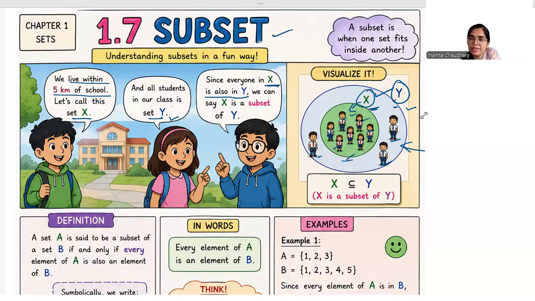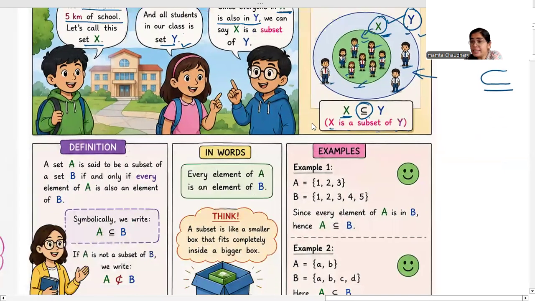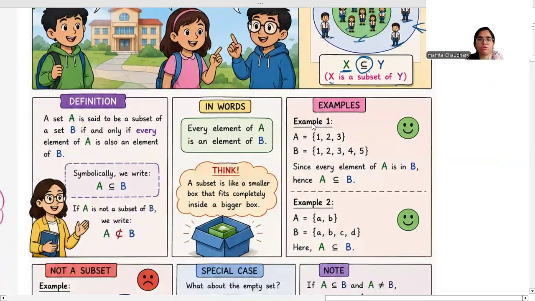So how do we write it? We write X is a subset of Y. And this is the symbol of subset. This U and then this line. This is the symbol of subset. So we write it as the small set X is a subset of that bigger set Y. Okay. Now, let's see the proper definition of this one.